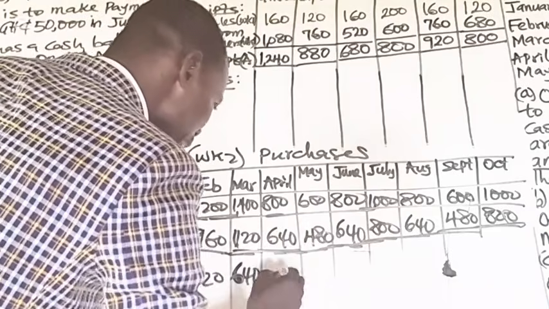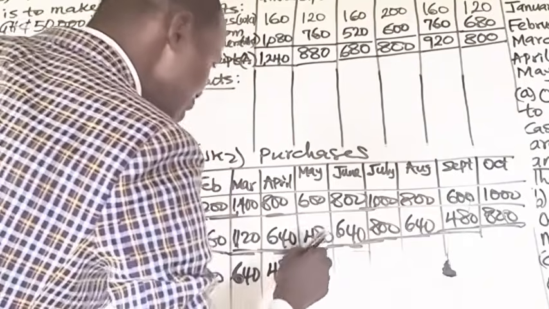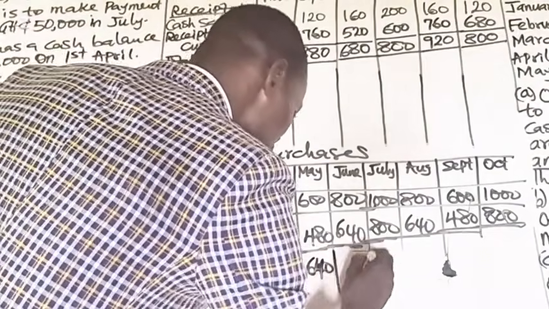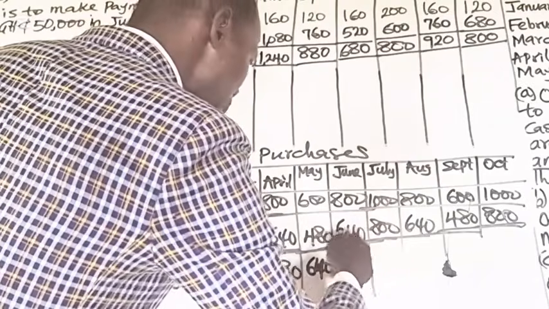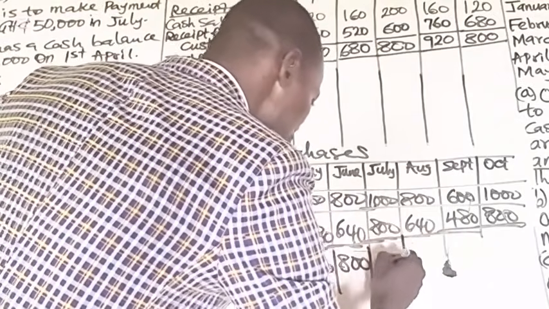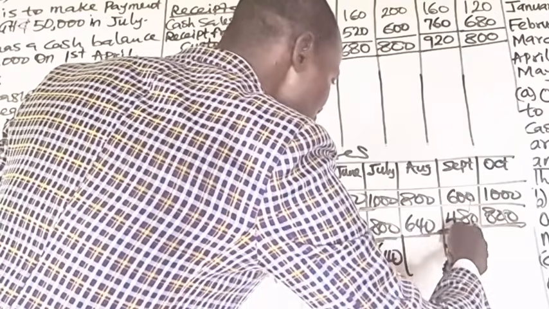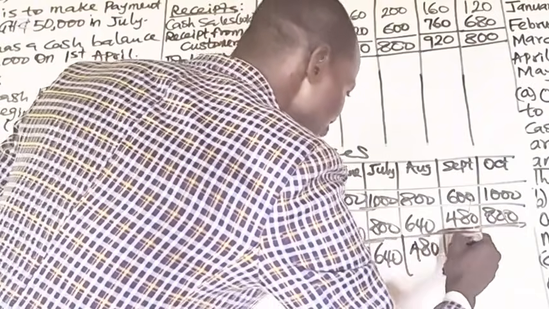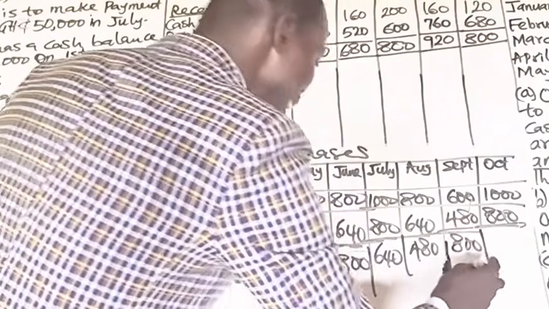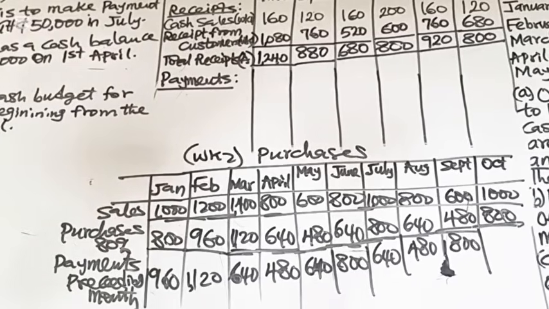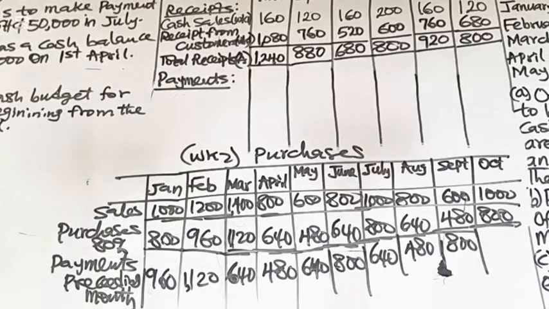That of May will be paid in April, 480. That of June will be paid in May, 640. That of July will be paid in June, that is 800. That of August will be paid in July, 640. That of September will be paid in August, 480. That of October will be paid in September, that is 800. So these are the amounts paid for purchase in each of the months. So this sum will now be included in our cash budget.